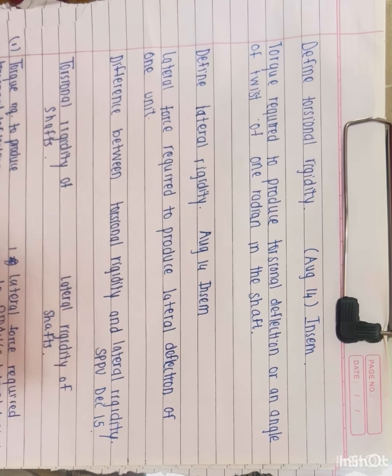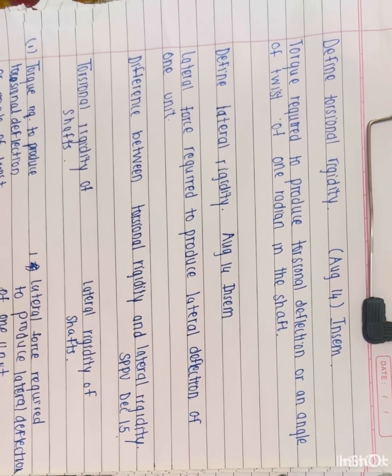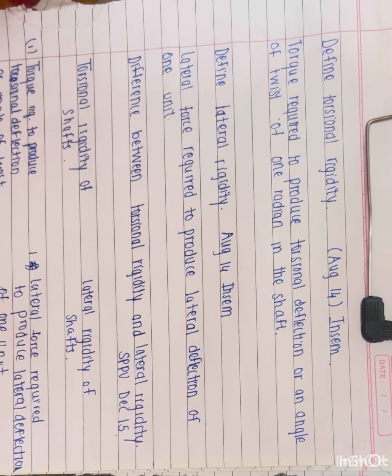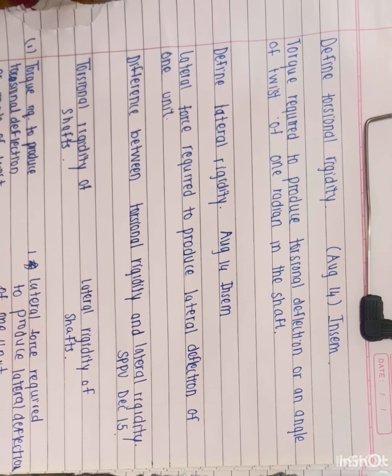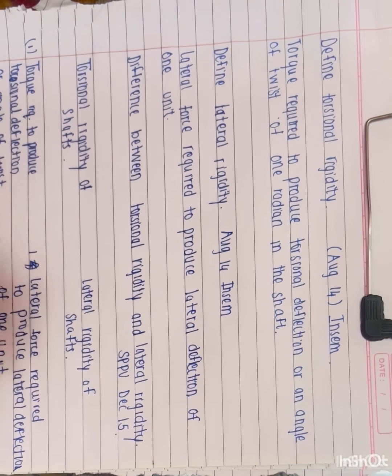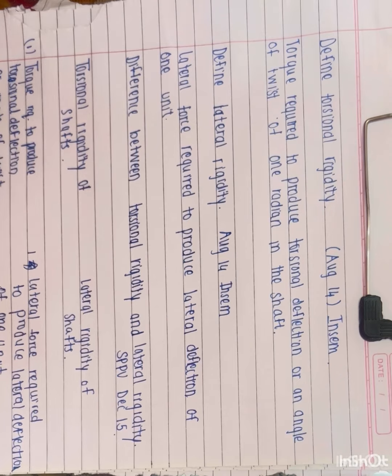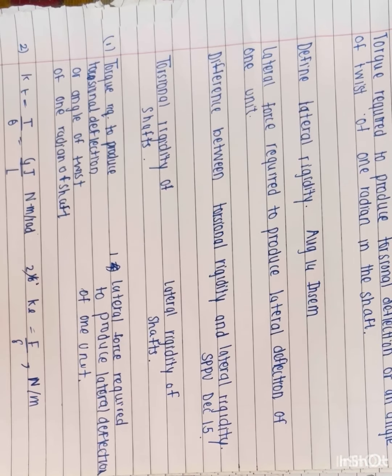So the definitions are very easy and they are kind of the same. For torsional rigidity it's the torque, for lateral rigidity it's the lateral force required to produce the deflection. For torque it's torsional deflection, for lateral it's lateral deflection, for torque it's 1 radian, and for lateral rigidity it's 1 unit. So the definition is kind of the same.